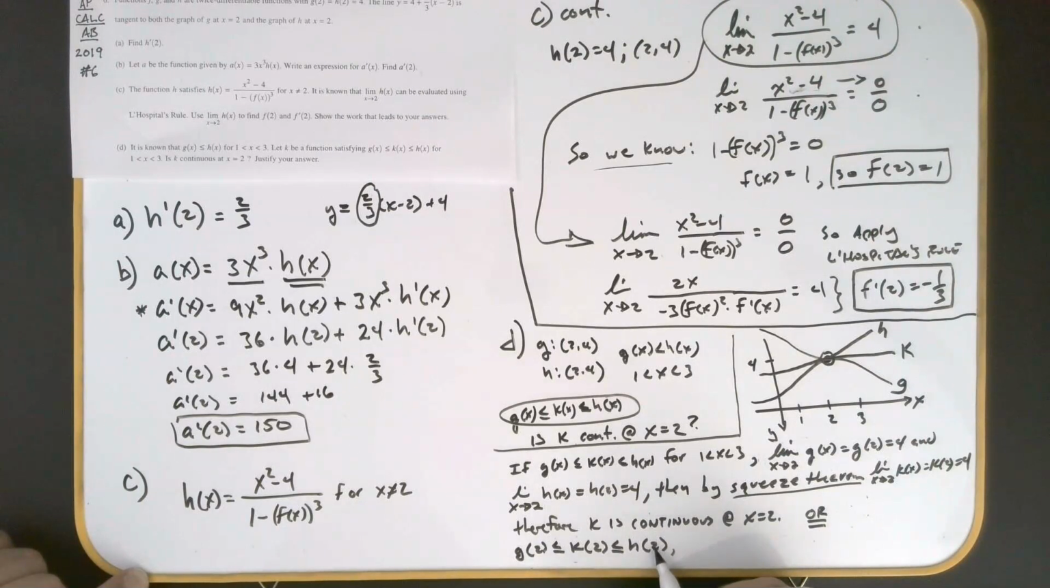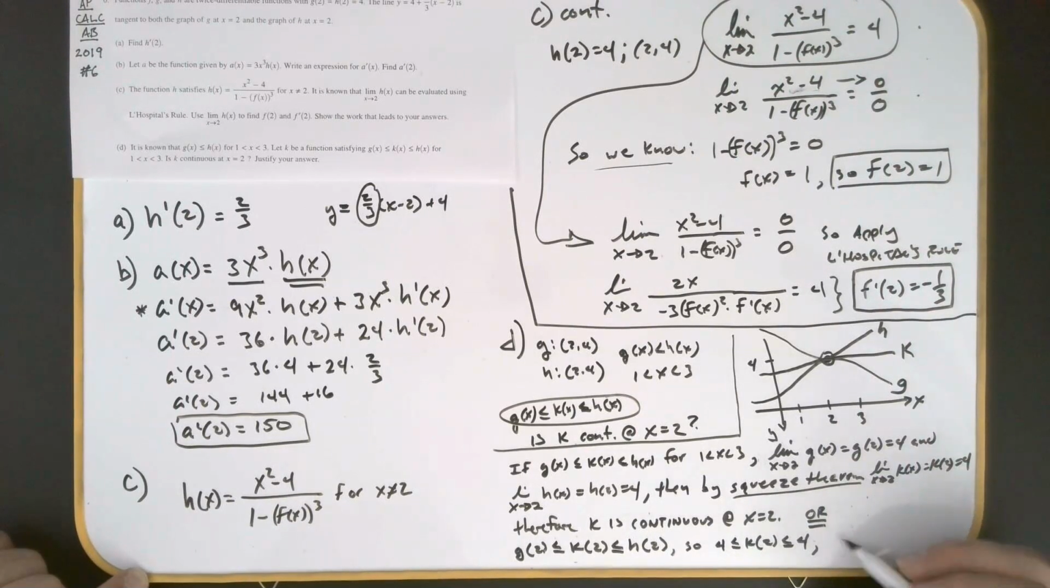And G of 2 you guys know is 4, that was given. You could say, so 4 is less than or equal to K of 2 is less than or equal to 4. By substitution, I just replaced G of 2 and H of 2 with 4. And so, how can K be between 4 and 4? It has to equal 4. So you could say, therefore, K of 2 is equal to 4.